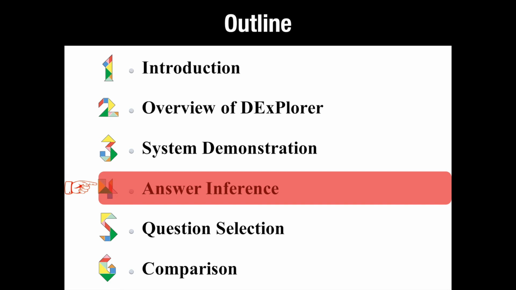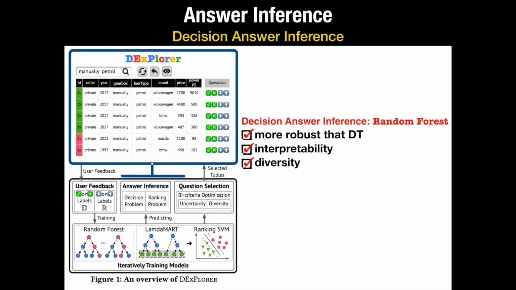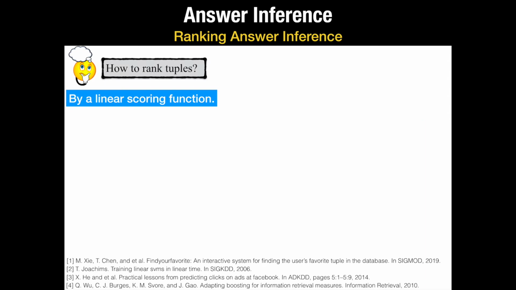After the system demonstration, let us turn to the back-end algorithms. First is decision answer inference. The decision problem is a binary classification problem: deciding whether a tuple is desired or not. We use random forest because it is more robust than decision tree and it has interpretability. Finally, it can provide diversity for tuples, which can be used for the question selection.